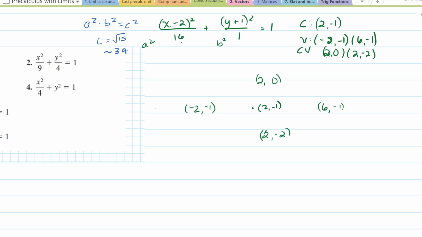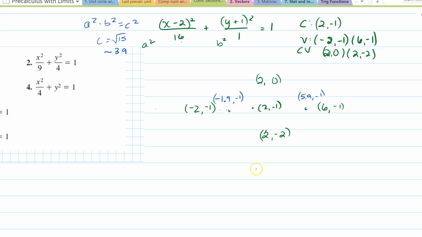So now remember, the foci have to be on the major axis. So from the center, I'm going to count over 3.9, and 2 minus 3.9 will be -1.9 on the x, and the y, because it's still on this axis, is -1. And then to find the one on this side, it's 2 plus 3.9, which would be 5.9. And again, my y is unchanged. So here are my two foci.